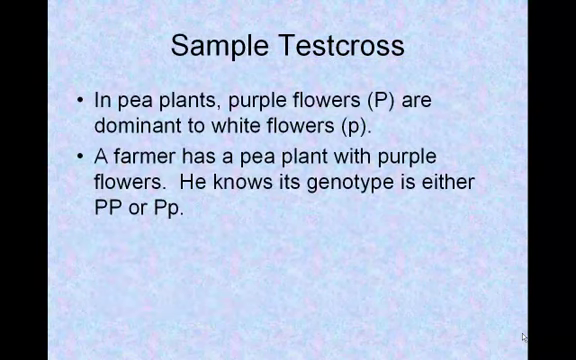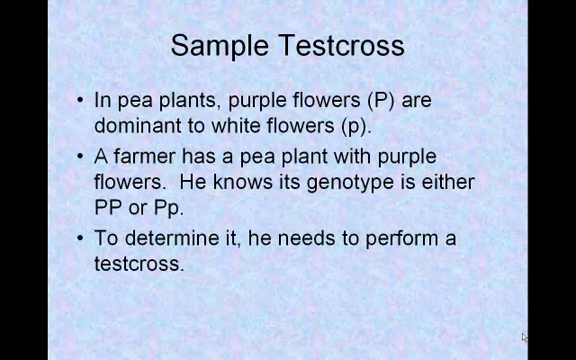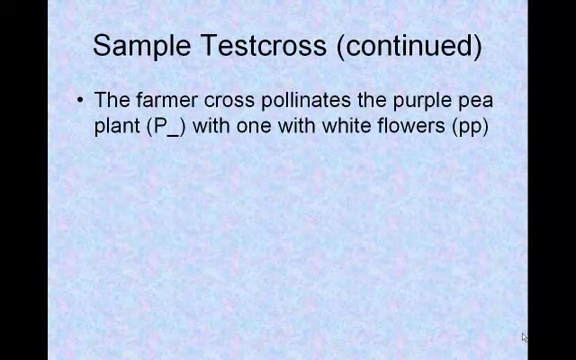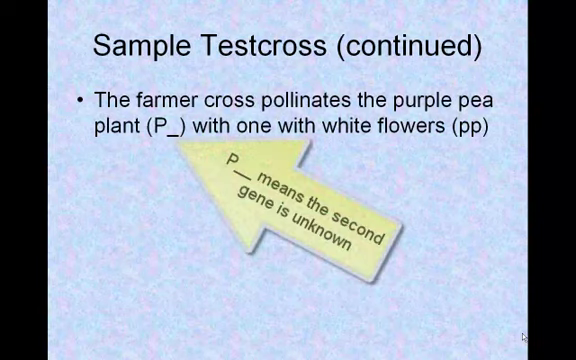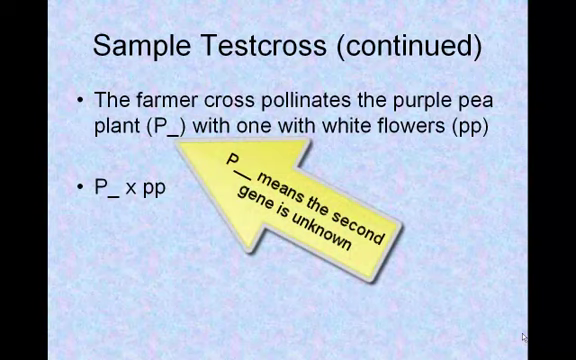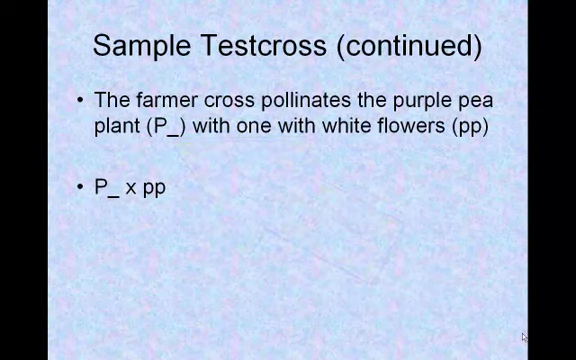So in this case, a farmer has a pea plant with purple flowers. He knows that it's either big P, big P, or big P, little p, but he wants to find out for sure which one it is. So in order to do that, he would take his mystery plant and cross it with one that has white flowers. So the cross looks like big P blank times little p, little p, and the blank stands for the unknown allele. So that's what you're trying to find.